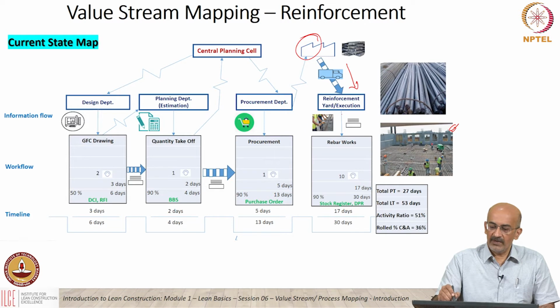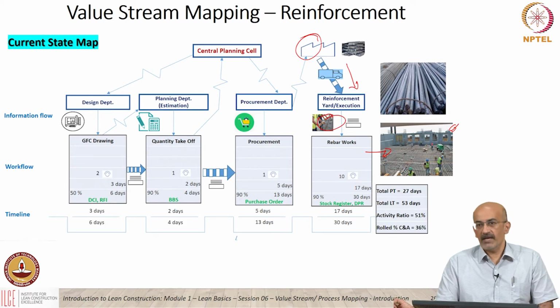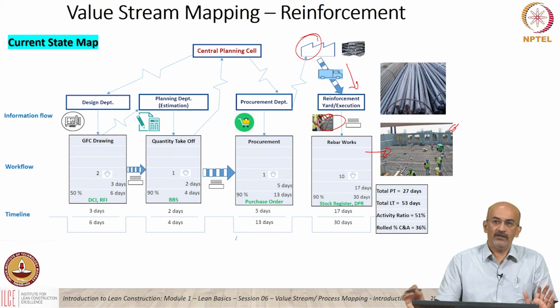It goes to the reinforcement yard where the cutting and bending etc. is done, and then the assembly is done. So this is the process, starting from where the drawing quantities are taken off to the final reinforcement being placed on the site. So is there value addition in each step? Yes. What would be the value in the GFC drawing creation?